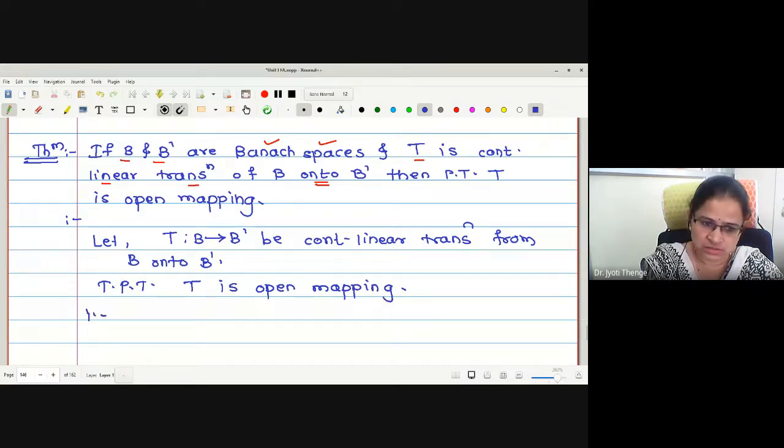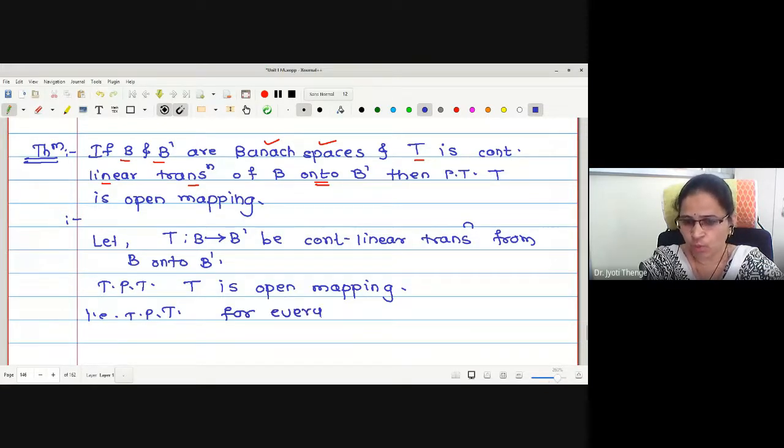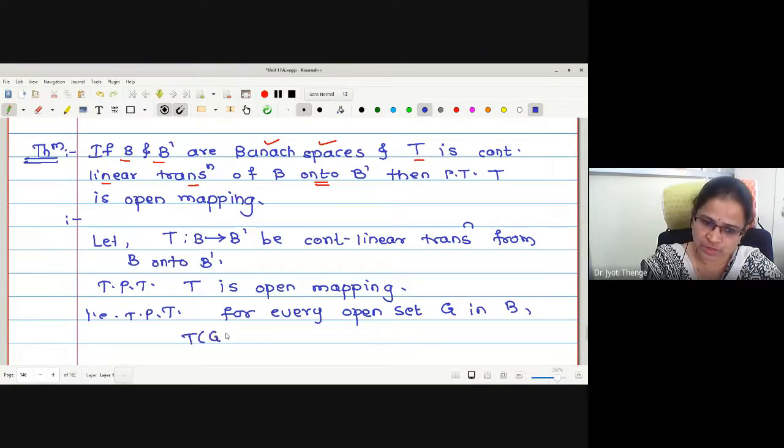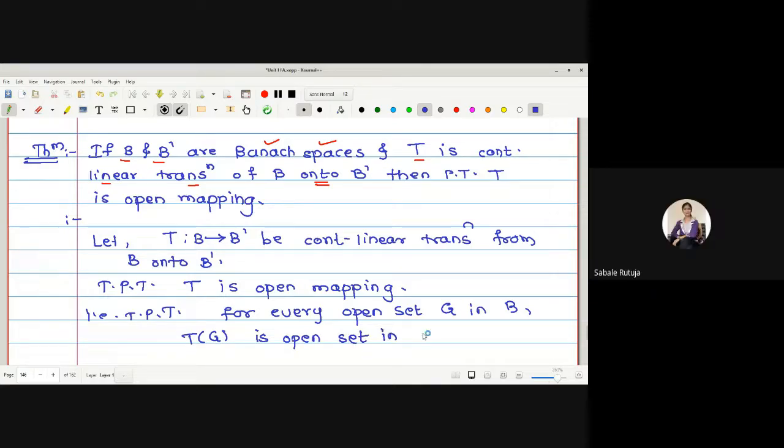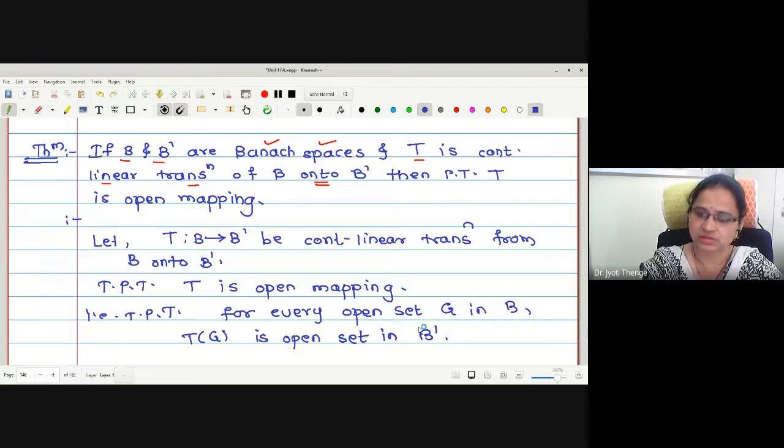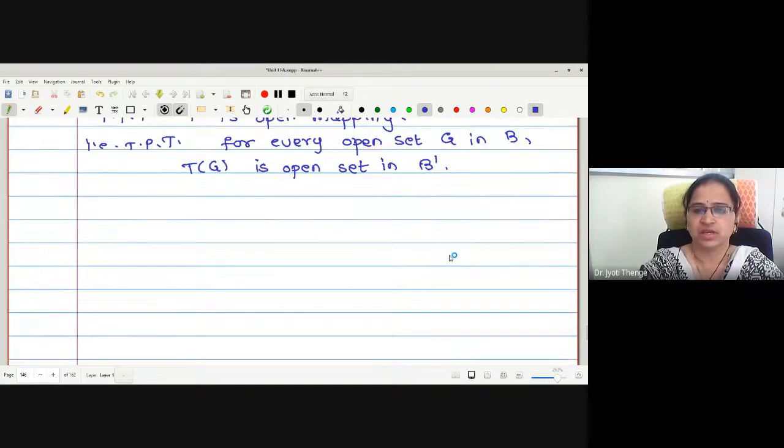That is, to prove that for every open set G in B, its T image TG is an open set in B dash.